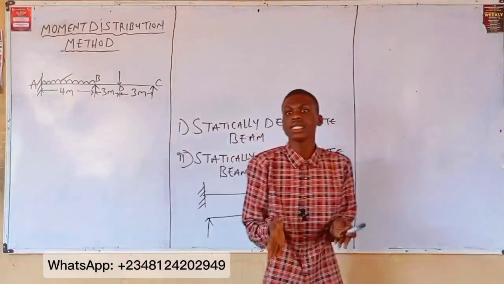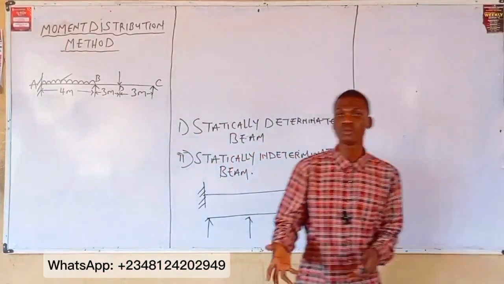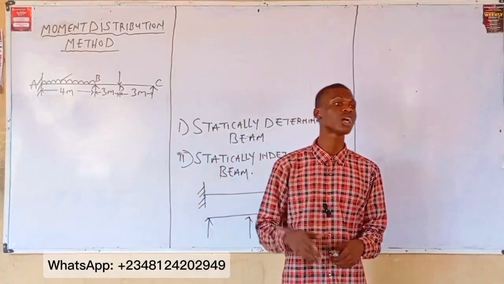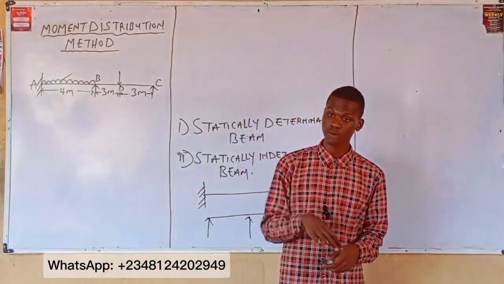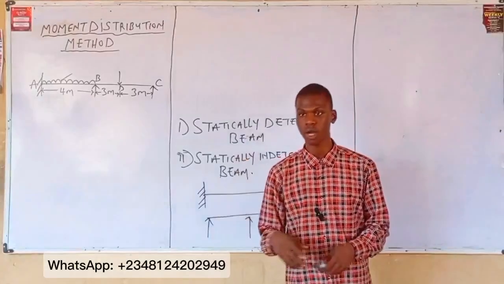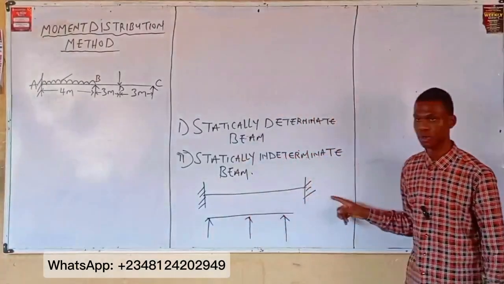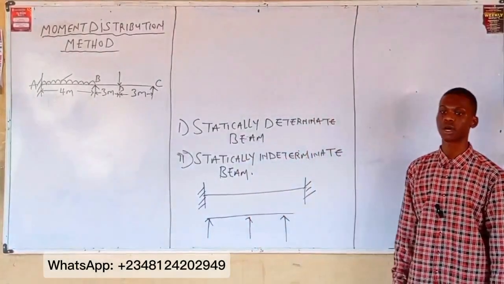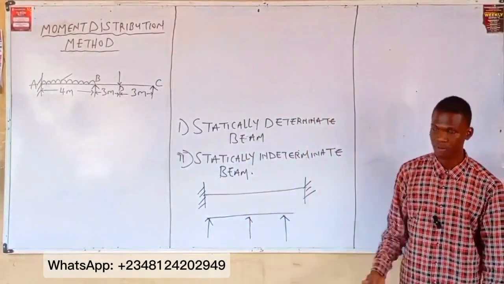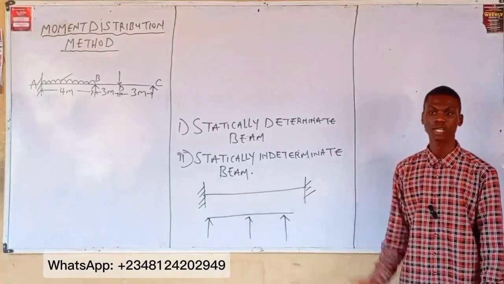Given a statically determinate beam, say a simply supported beam or cantilever beam, we can draw the shear force and bending moment diagram, right? Now let's say you are given a fixed beam or a continuous beam. How do we draw the shear force and bending moment diagram? That's what we want to do.